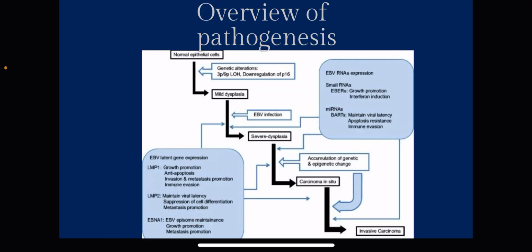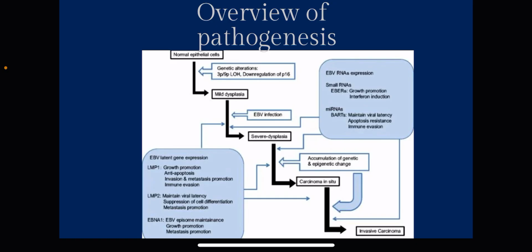This is the overview of pathogenesis. The normal epithelial cells undergo genetic alterations and this leads to mild dysplasia. With the Epstein-Barr viral infection, there is the expression of several RNAs like small RNAs and mRNAs. Those are EBERs and BARTs. Those promote the growth and interferon induction, maintain the viral latency, apoptosis resistance and immune evasion. From the mild dysplasia, the Epstein-Barr virus infection leads to the severe dysplasia.